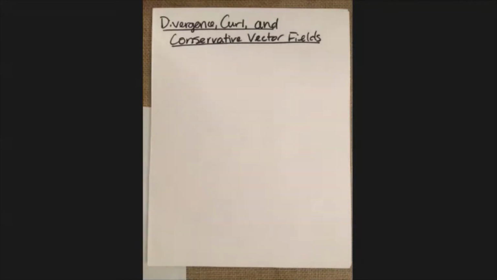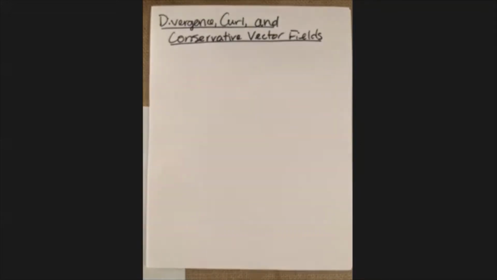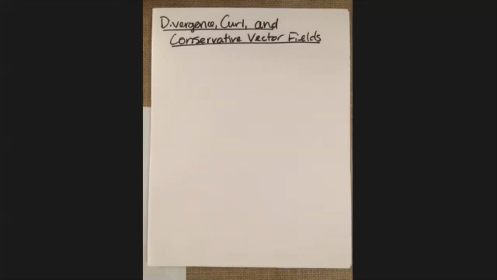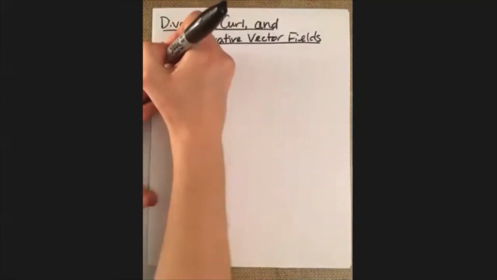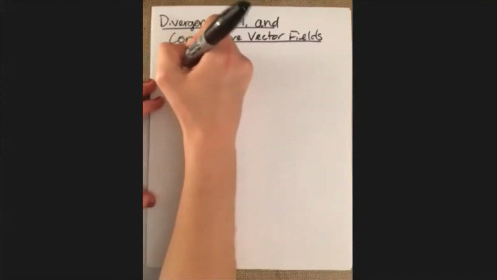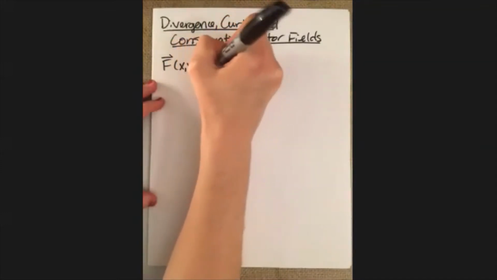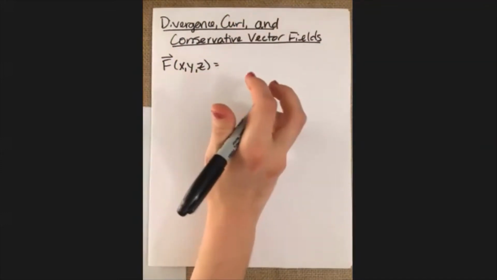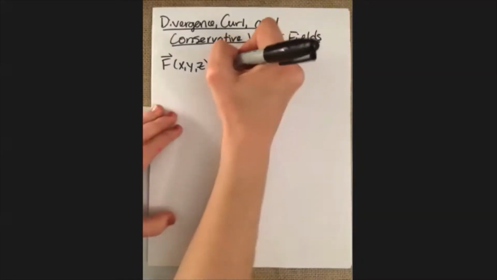Hey everyone, in this video we're going to talk about divergence, curl, and conservative vector fields and the relationship between some of these terms. Just to recap a little bit, a vector field F(x, y, z) takes in this point (x, y, z) and gives you a vector back.